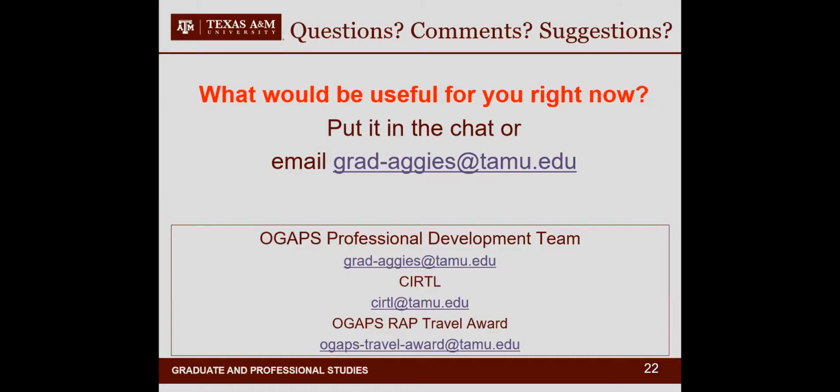So in terms of CIRTL, the Center for the Integration of Research, Teaching, and Learning, CIRTL is a national network of institutions that collaborate in this network. I think there's like 60 different universities that participate in CIRTL. And the nice thing about that is that as a member institution, you get access to events put on by other universities.